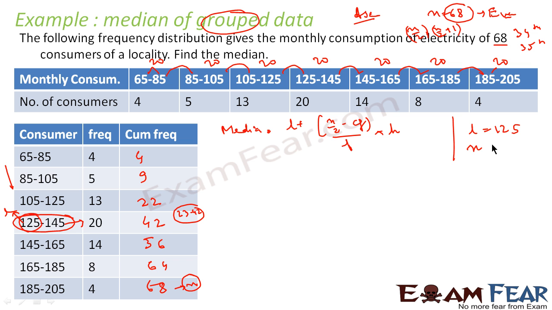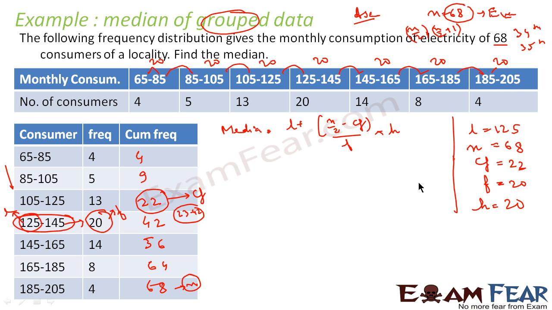n is 68. Correct. What is CF? CF is nothing but the cumulative frequency of the class preceding the median class. This is the median class. So the cumulative frequency of this class is called CF. So CF turns out to be 22. I have CF. What is F? F is nothing but the frequency of the median class. Please note, I am not taking the cumulative frequency of the median class. I am taking the frequency of the median class. What is the value of H? H is nothing but the class interval. You see the class interval is 20 here. So H is 20.